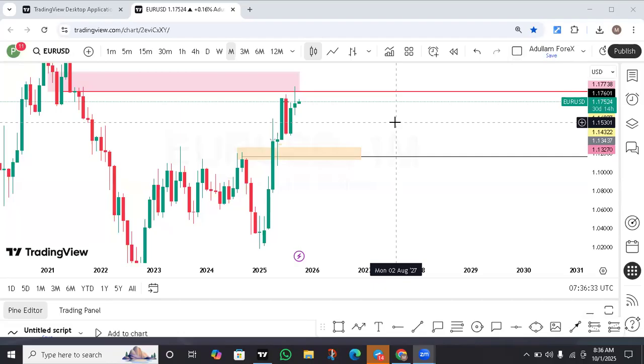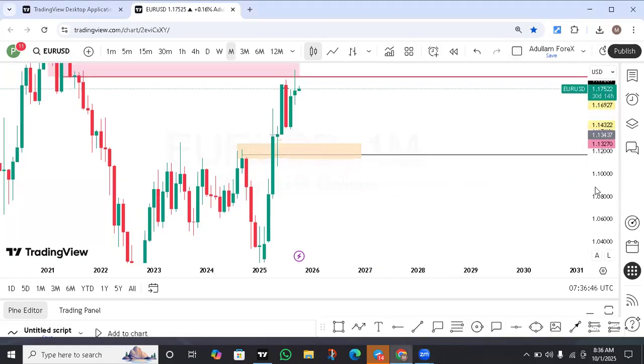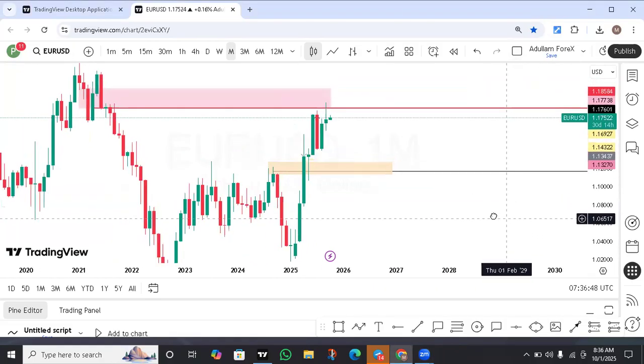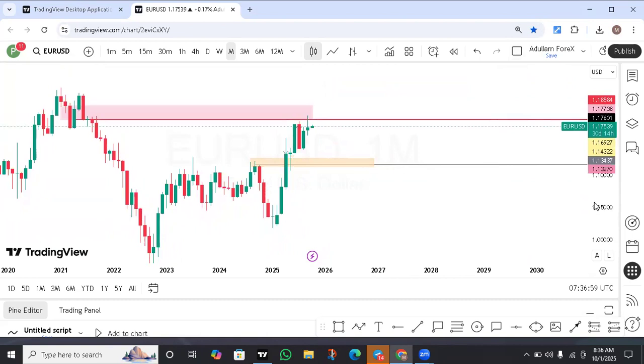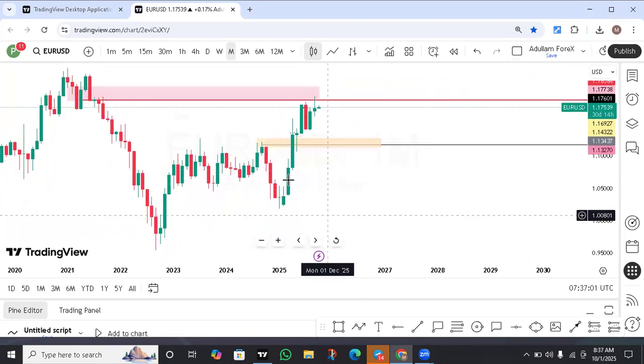Hello guys, let's analyze EUR/USD top-down analysis. So this is the monthly time frame without any delay. If you look at the monthly time frame, this is where we get the directional bias, right? Looking at the monthly time frame, the market has been pushing up.